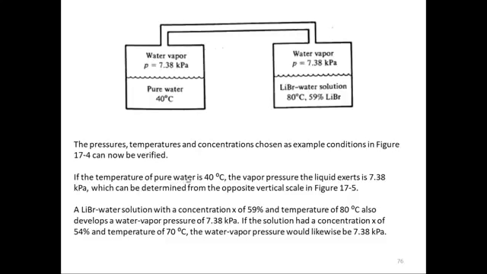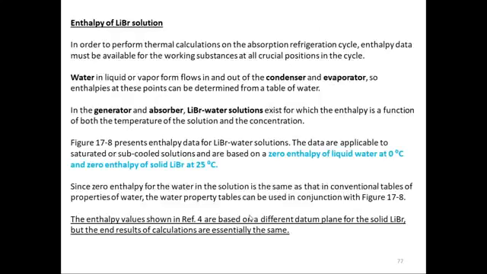We can verify. If the temperature of the pure water is 40 degrees, the vapor pressure the liquid exerts is 7.38 kilopascal, which can be determined from the opposite vertical scale in figure 17-5, the same figure. A lithium bromide water solution with a concentration of 59% and temperature of 80 degrees can also develop a water vapor pressure of 7.38. If the solution had a concentration of 54% and a temperature of 70 degrees centigrade, the water vapor pressure would likewise still be 7.38. That's the other example that I tried to explain to you.